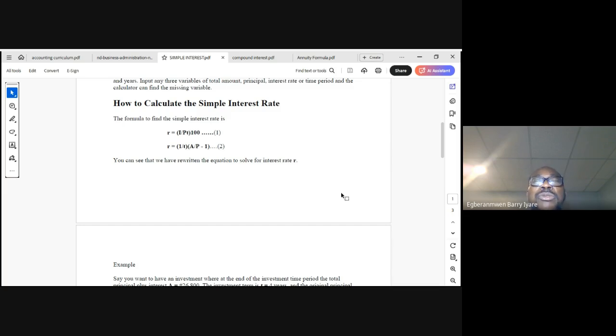What we did here was just to write down the formula for calculating the amount, which we saw at the beginning, then make R the subject of the formula. That's what we have there in equation 2. You can see that in equation 2, we have rewritten the equation to solve for the interest rate r.